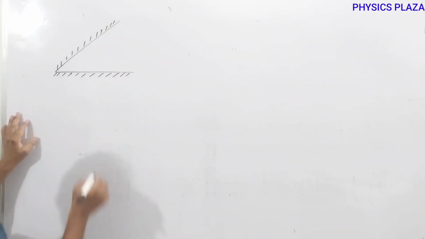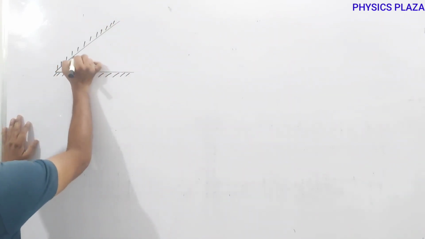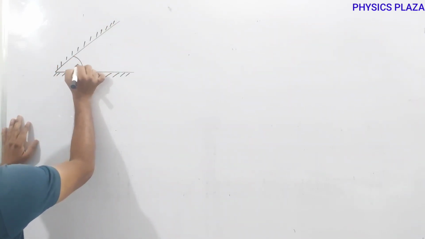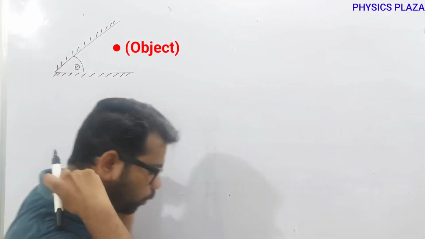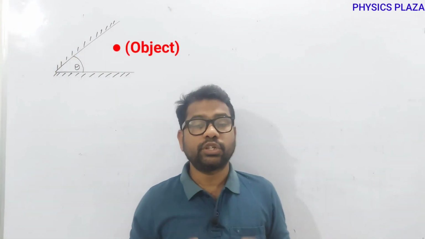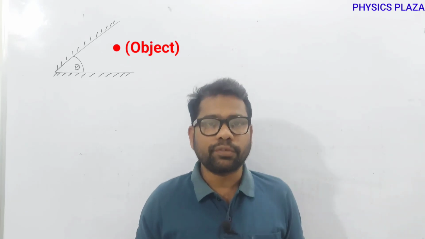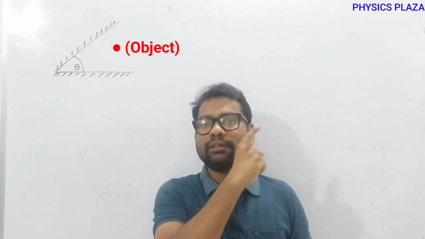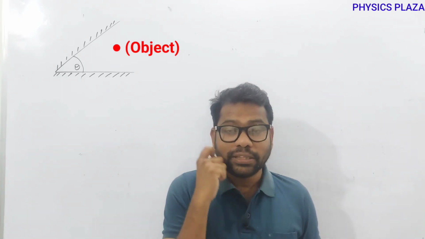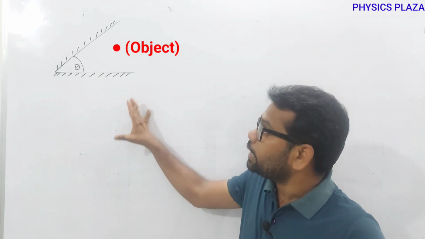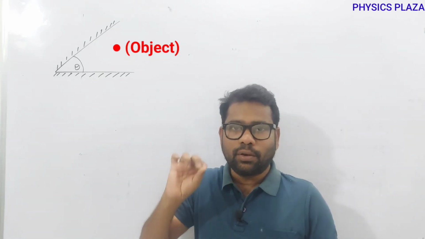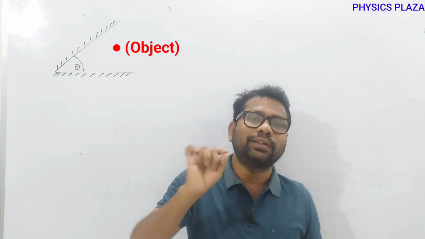Let us say another plane mirror is placed in such a way that the two are inclined at an angle theta. Then what is the number of images formed? Children, this is very important from an examination point of view. Definitely there will be a question based on finding the number of images when two plane mirrors are inclined to each other.